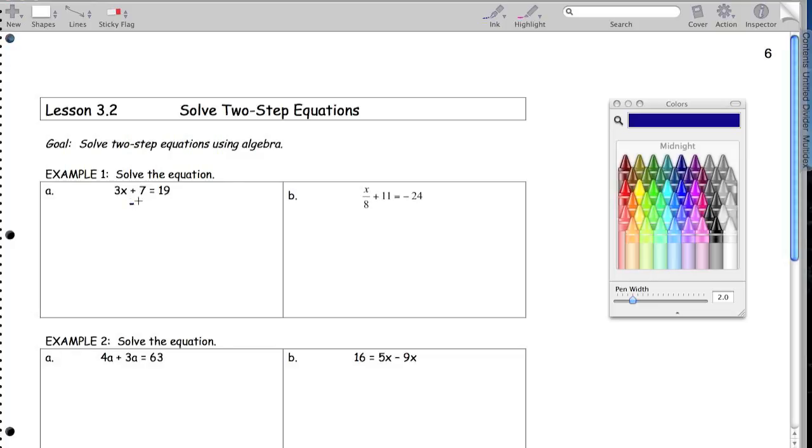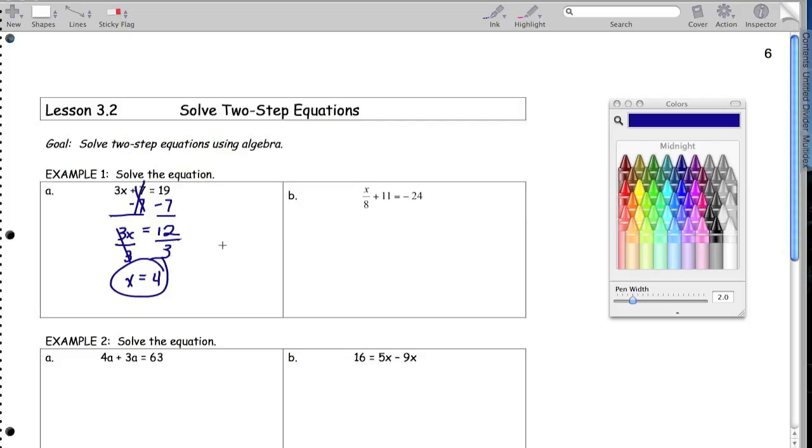So this is a plus 7. I'm going to subtract 7. 3x comes down. That cancels out. 19 minus 7 is going to give me 12. Now I've broken it down into a 1-step equation. I divide both sides by 3, cancel out, x is going to equal 4. And again, I can substitute this back in. 4 times 3 is 12, plus 7 is 19.